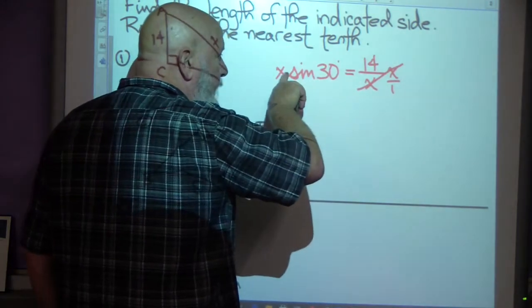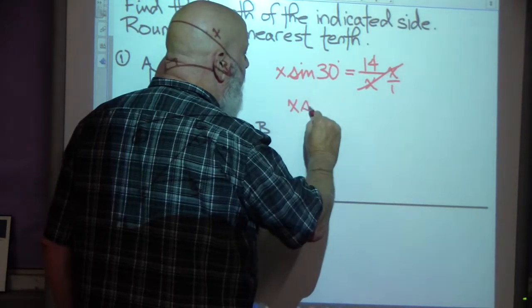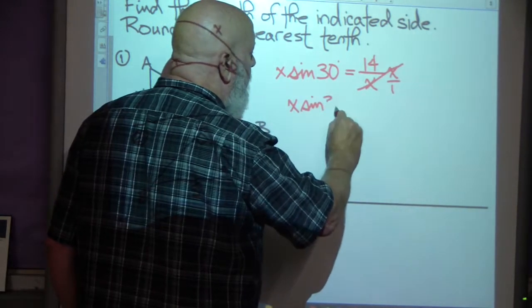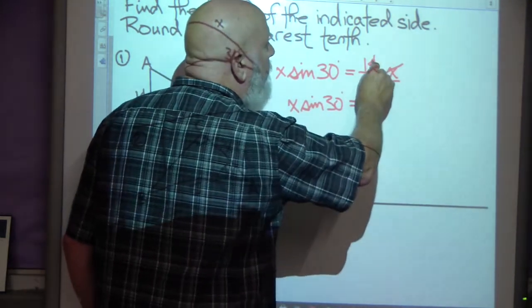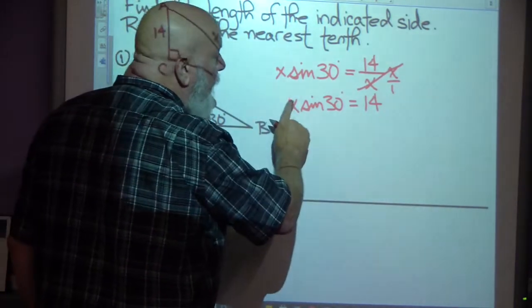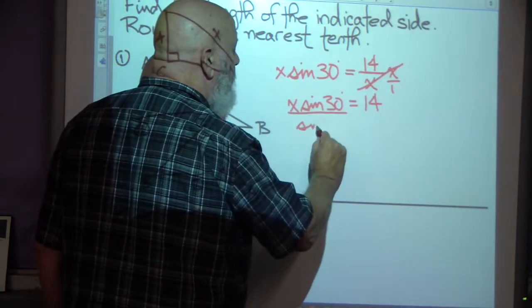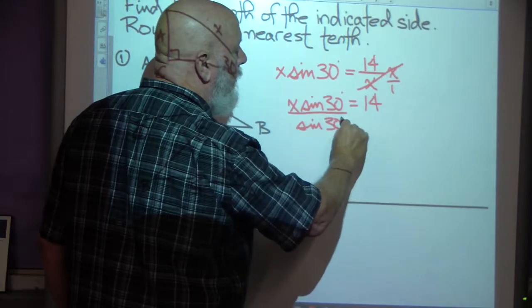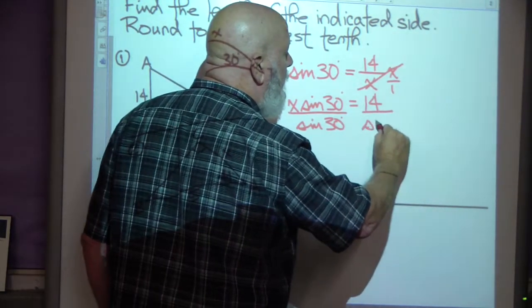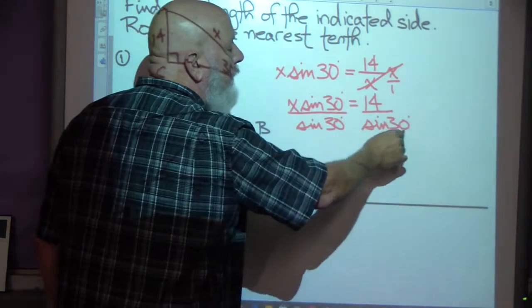And the x shows up over here when I multiply both sides by x, so I wind up with x sine 30 degrees is equal to 14 is all that's left on this side. And then I say, well, I'm trying to get x by itself, so I'm going to divide both sides by sine 30. And here's my answer, 14 divided by the sine of 30.